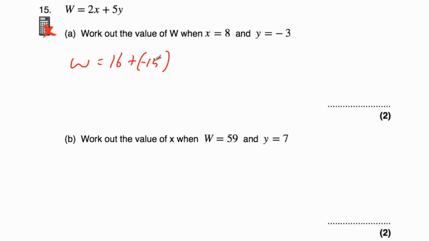So when we add a positive, it goes up. When we add a negative, it goes down. So we've got 16 take away 15. And 16 take away 15 is equal to 1. So w would be equal to 1. So w equals 1.